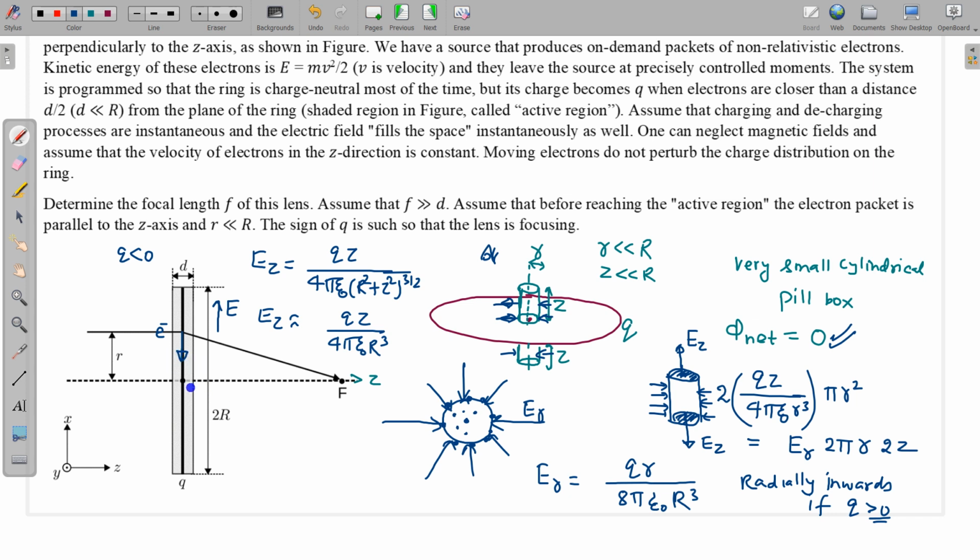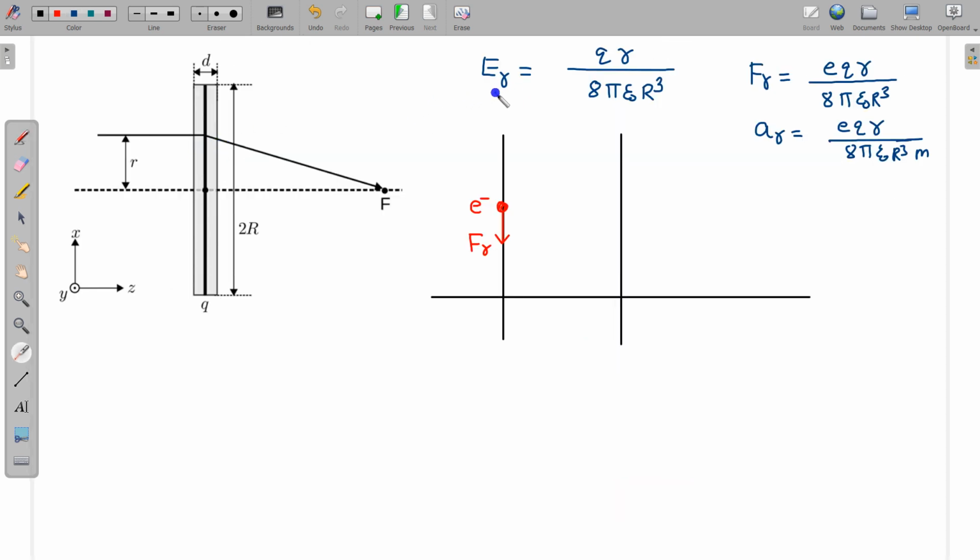So now I am going to calculate the focal length of the lens. Continuing further, till now we have calculated this radial electric field due to this ring, which is equal to Qr divided by 8 epsilon naught R cube. And due to this electric field, I have just drawn this region on a large scale.